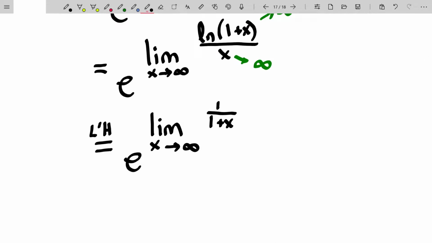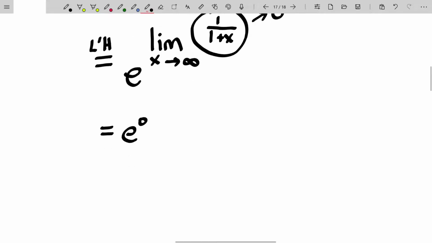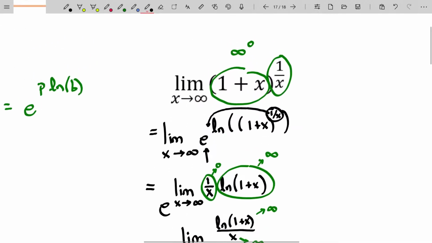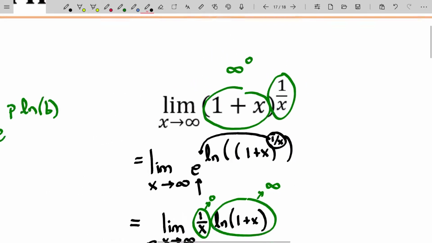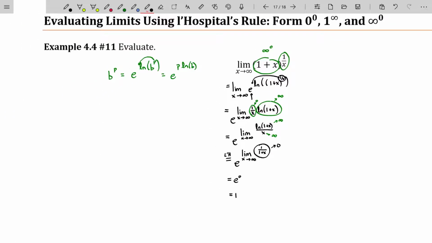As x goes to infinity, this fraction tends to 0. And so this is e to the 0th, which is 1. And there you go. That's how it's done. And by the way, I don't know if I said it earlier, but I might have misspoke. That is e to the 0th, not e. But it's a form of e. That's what's important. So there we go.